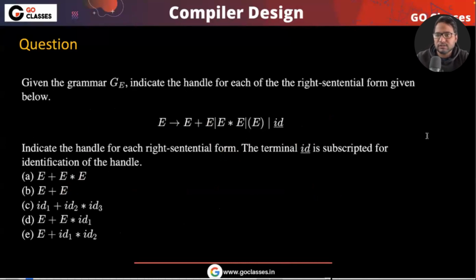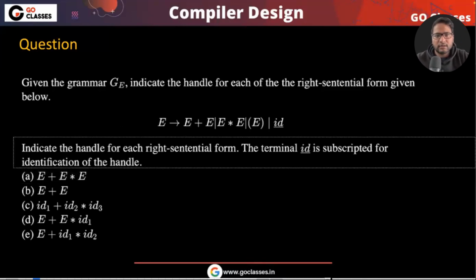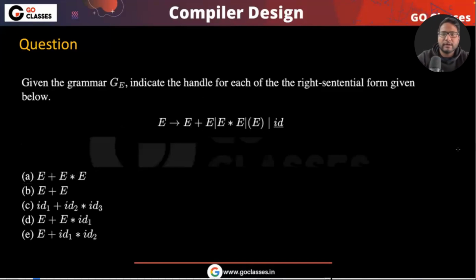Let's just see what this question is saying. Given the grammar GE, indicate the handle for each of the right sentential forms for this grammar, right? So can you tell me the handle in this right sentential form? Just let me know the handle in option A. Let me know the handle in B. Let me know the handle in C, D, and E. So what are the handles, right? That's what we need to find out.